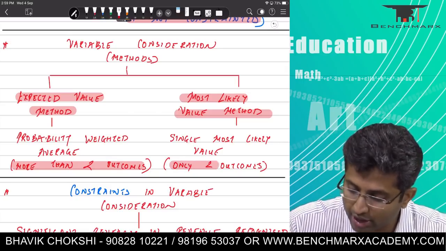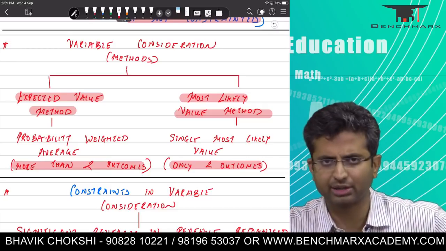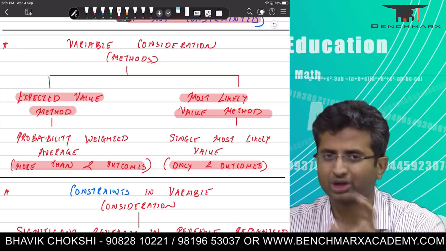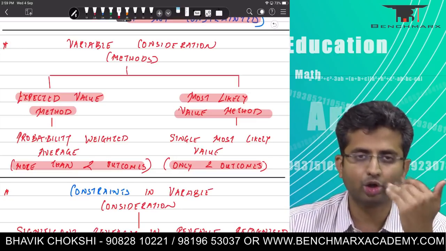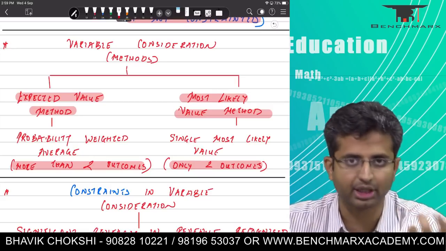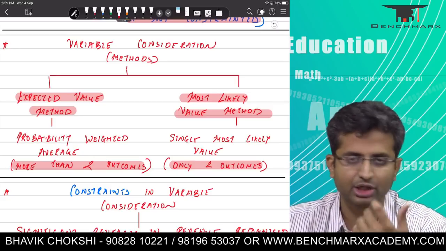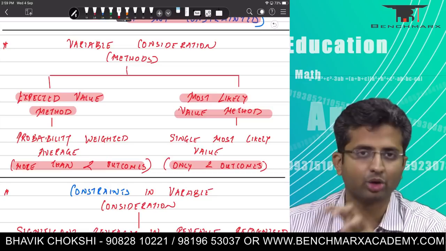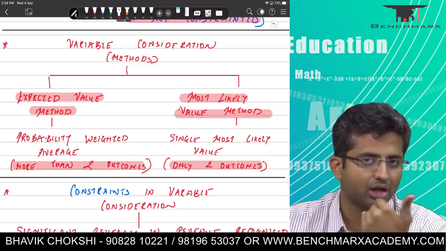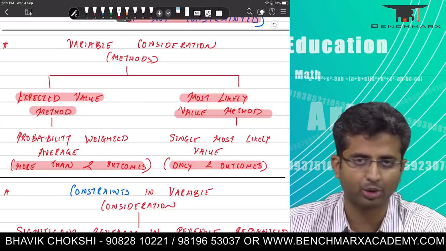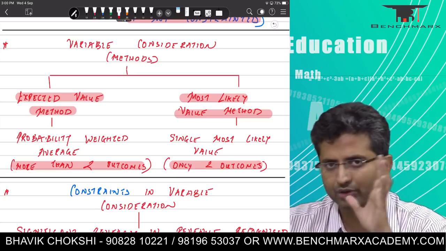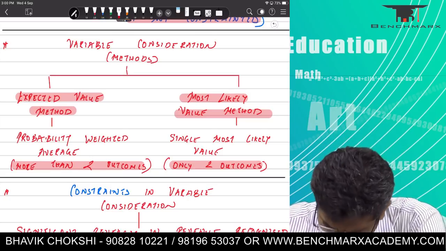If there are only two outcomes, then the most likely method, ignoring any kind of probabilities, you will not take the weighted average. So if your chance of getting a positive quality control check is 70% and getting a negative check, so let's say your bonus is linked to a particular quality check being approved. So if you think based on your experience that it will be approved, then you will take the entire amount as variable consideration, the entire performance bonus.